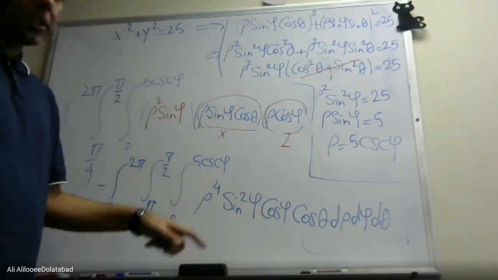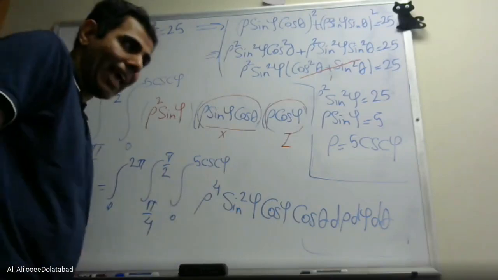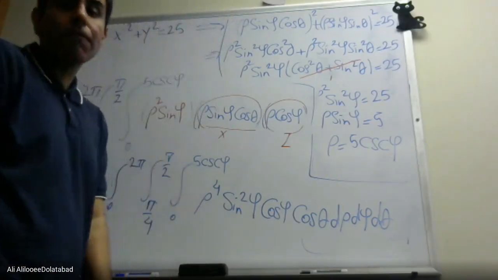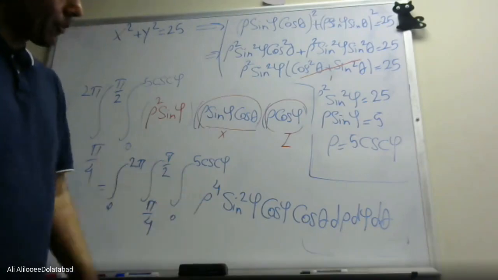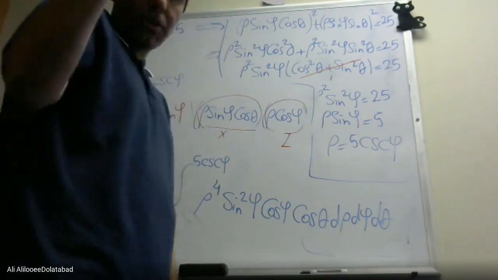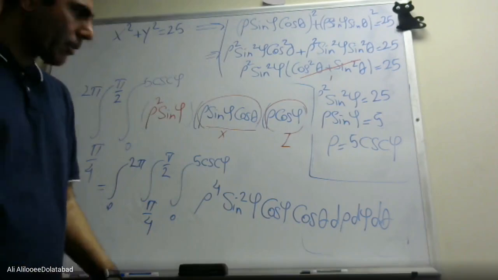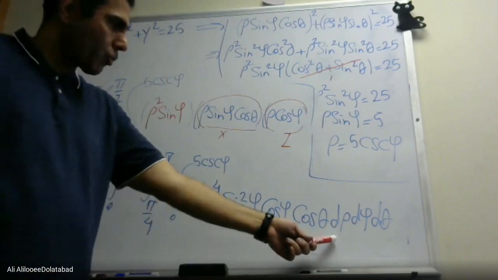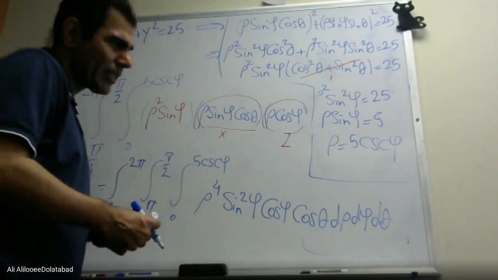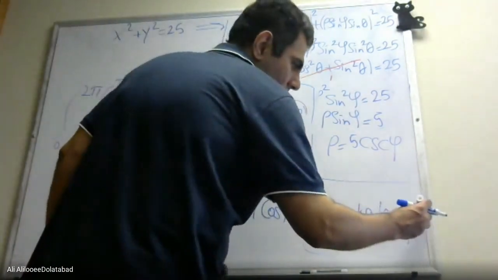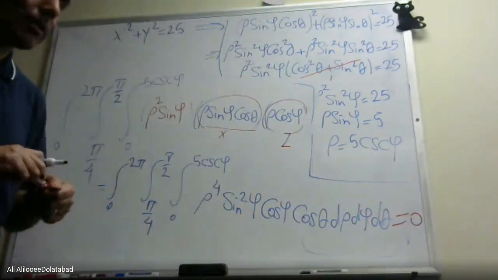In C5, cosecant of phi is a function in terms of phi, and phi here is a variable. Then this is not constant, and it cannot be written as the product of three simple integrals. You have to integrate with respect to rho, and after that with respect to phi, and with respect to theta. I think it is easy to find an answer. Again, if you evaluate this integral, you get 0.